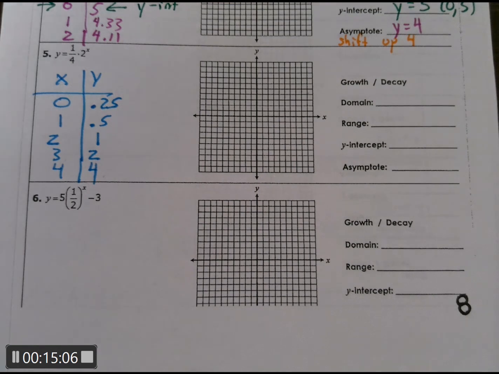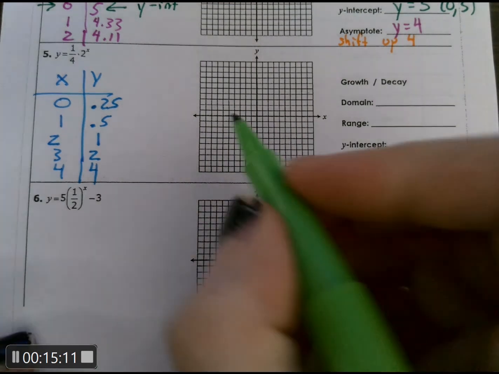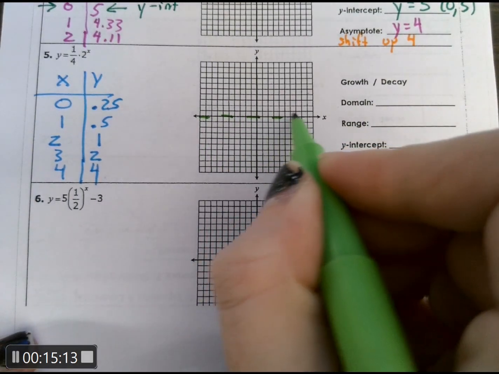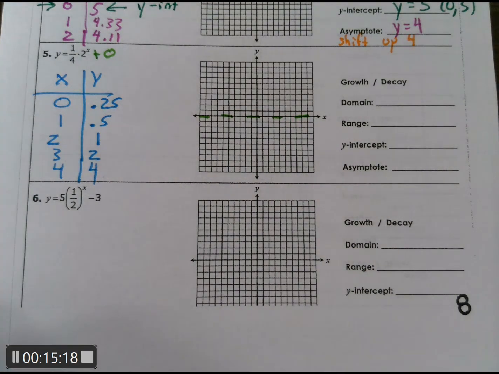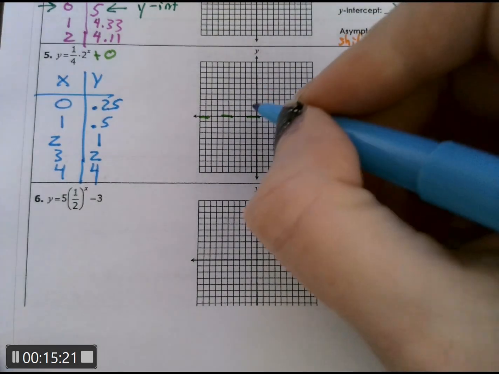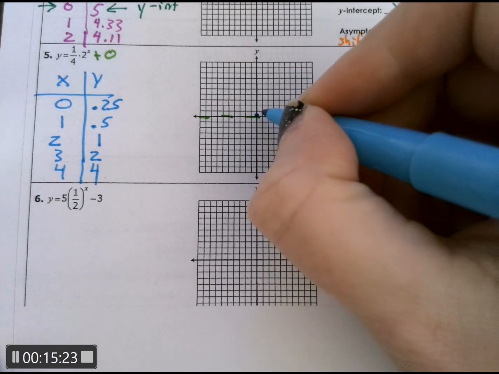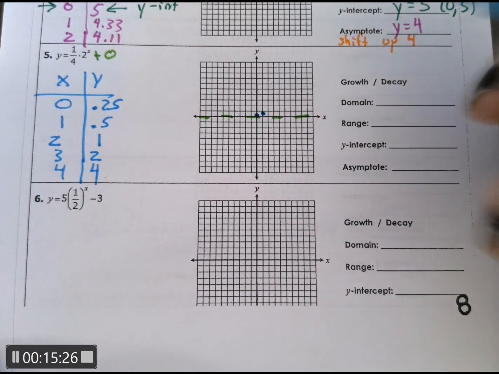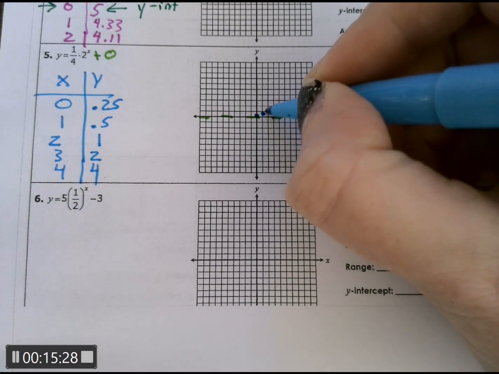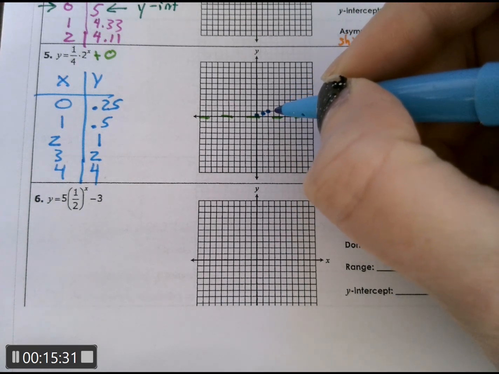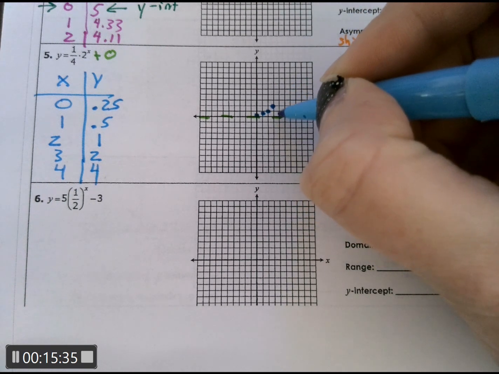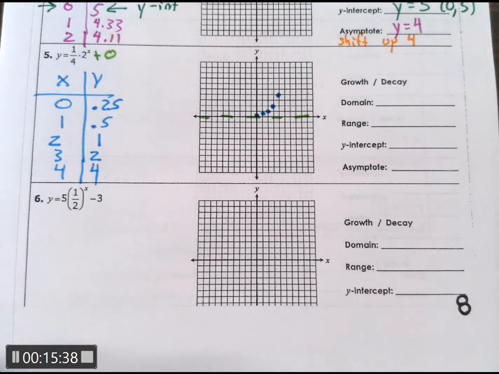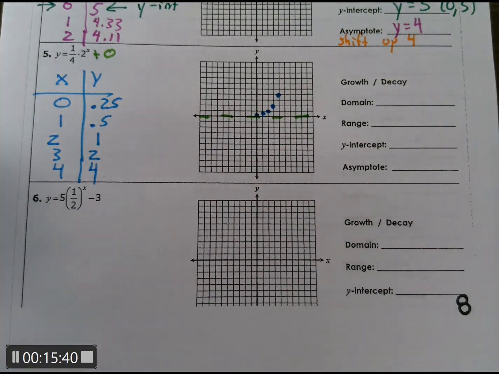Okay, so our asymptote is at what? It's at 0, because there is nothing added or subtracted. So we can put plus 0 there. Alrighty, so we have 0.25, which is about right there, and then 1, 0.5 is about right there, and then 2, 1 is right there, and then 3, 2, right here, 4, 4 is right there. And then we can connect our dots.